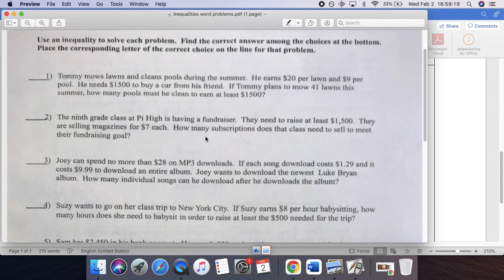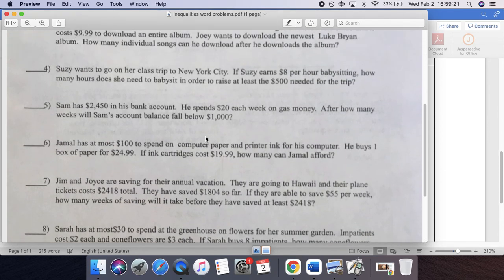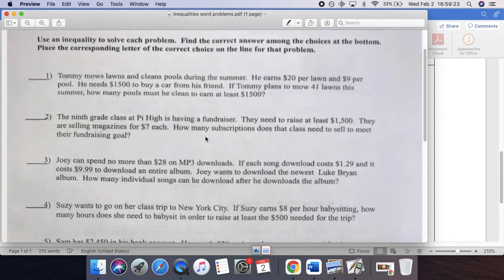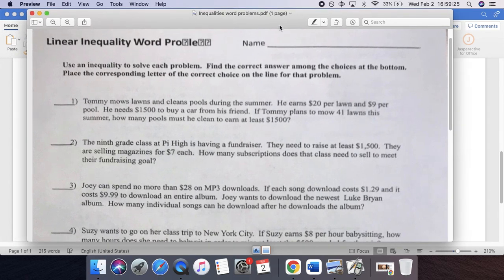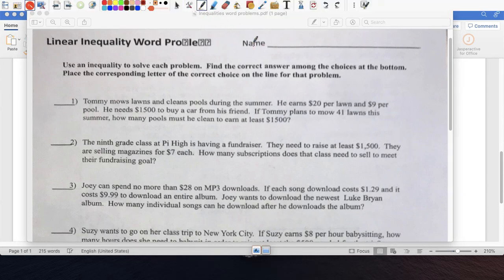So this one, the answer's at the bottom, but the inequality is not there. So I'm just going to see if I can work this. Tommy mows lawns and cleans pools during the summer. He earns $20 per lawn and $59 per pool. He needs $1,500 to buy a car. He has already mowed 41 lawns. So 41 lawns times 20 means that he already has $820 saved.